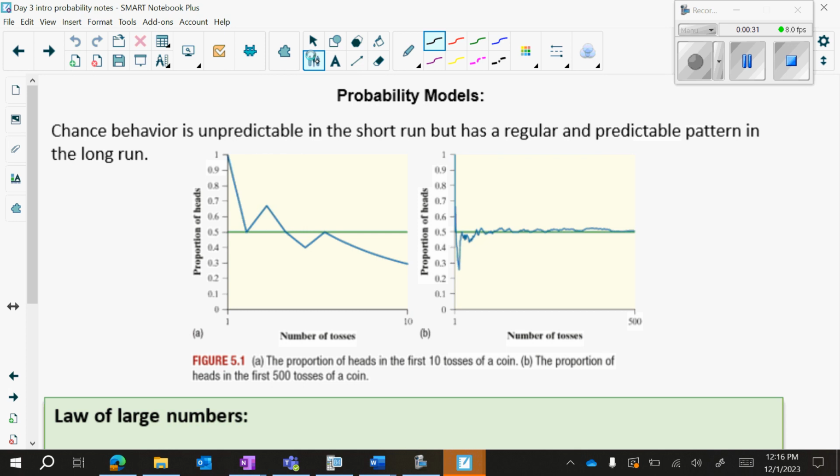So let's say I'm flipping a coin 10 times and I want to know how many heads out of 10 I get. Let's say I flip a coin 10 times and I end up getting 6 heads out of 10 or even 8 heads out of 10. In the short run, it is more likely that I could get something rare like 8 heads out of 10.